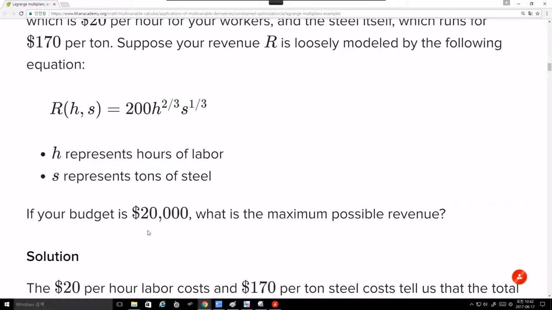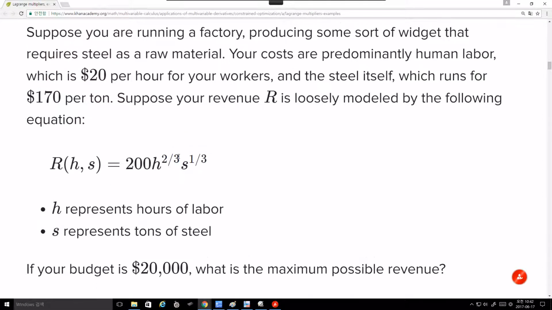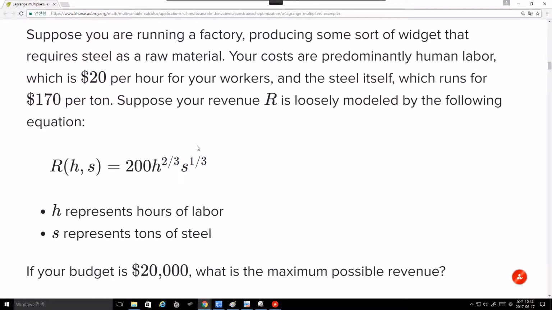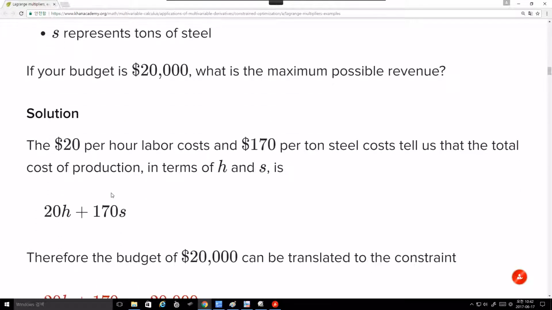Now, your budget is $20,000. Well, if you put in more labor and more steel, you can get higher and higher revenue. However, there is your budget: you can spend only the $20,000 you have. So your goal is to allocate the $20,000 between H and S, and then you want to maximize R.